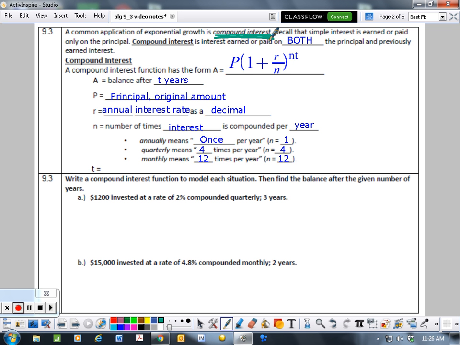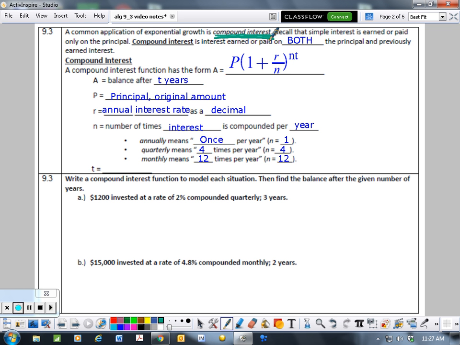Recall that simple interest is earned or paid only on the principal, but compound interest is interest earned or paid on both the principal and previously earned interest. So if they calculate interest once a year, and I put $1,000 in and after 1 year they pay me my interest, let's say $100, now I have $1,100. Now they have to pay me interest on the $1,100. By doing that, you actually make more money faster, which is how the banks make a lot of money on loans: they calculate that interest often so that they are making more money off of you.